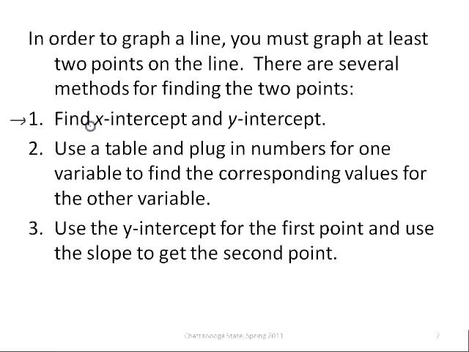The nice thing about this method is that you're plugging zeros into your equation, so it makes it very simple to do the arithmetic with those numbers. Another way of finding your points is to make a table and pick numbers. You can pick any number you want to use and plug it in for one of the variables. Work it out to find the corresponding value for the other variable. That's also rather simple if you use easy numbers.